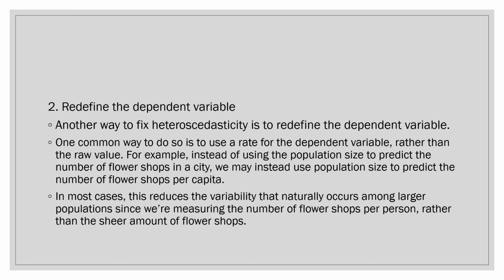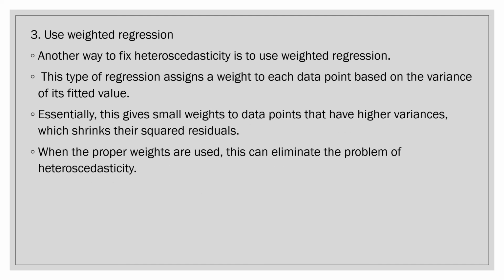Or else you can go for a redefinition of the dependent variable. Looking at an example, instead of using the population size to predict the number of flower shops in the city, you can use population size to predict the number of flower shops per capita. This will be able to reduce the problem of heteroscedasticity, and this too is considered a very effective step.